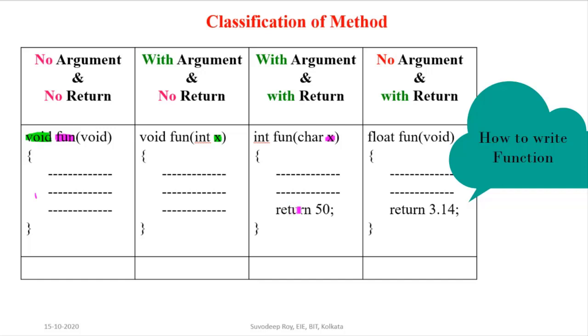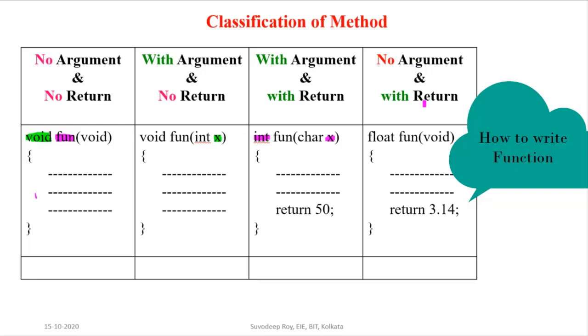As we want to get a return, the type of return we must mention. Where will it be mentioned? It will be mentioned at this place. This is integer. Why have I mentioned integer? Because the value which will be returned from this function is of type integer.